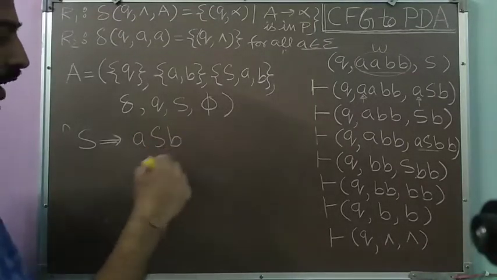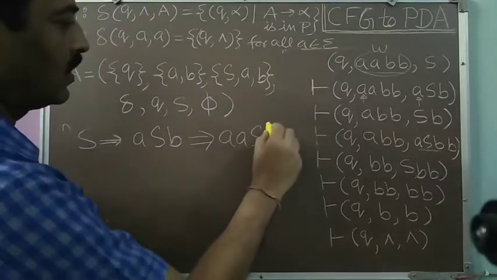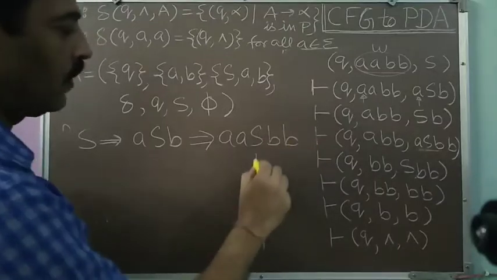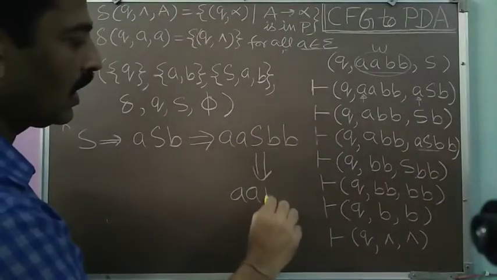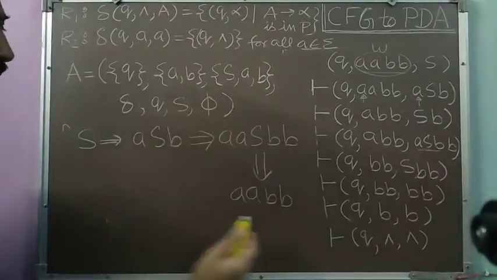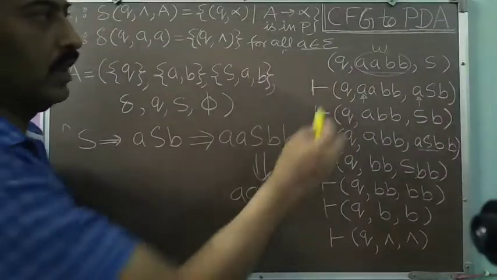For this S, I will again apply the same production, and I will move to AASBB. And then what I will do? I will apply S to null, and then I will move to the AABB. In this manner, I do the derivation.